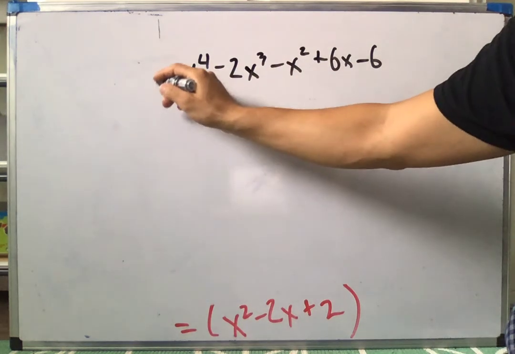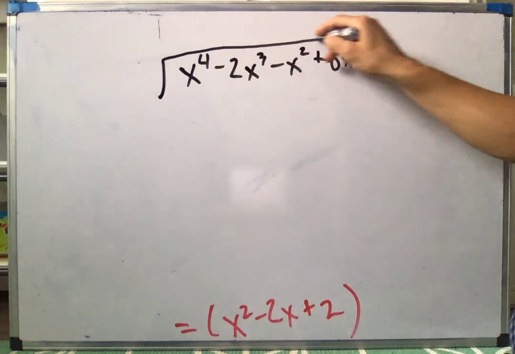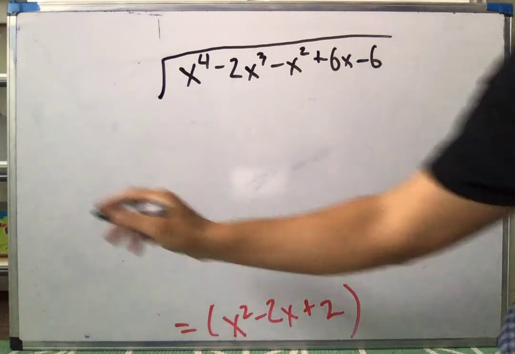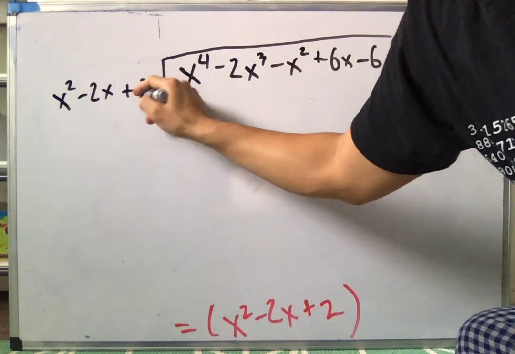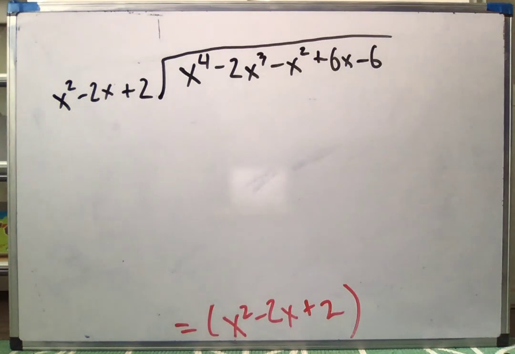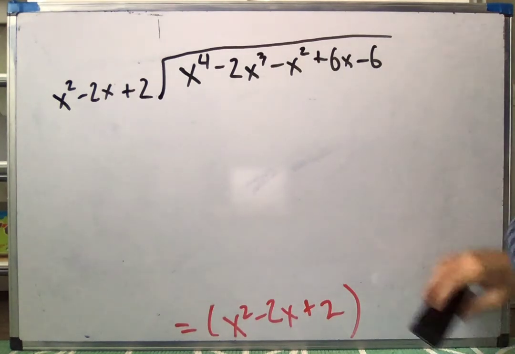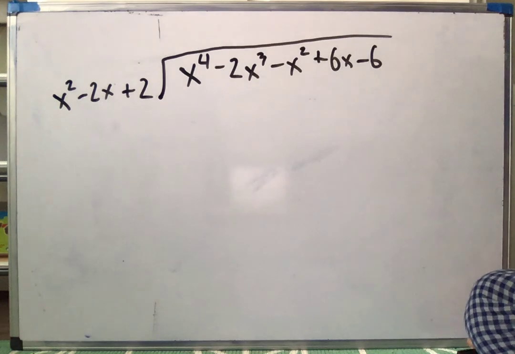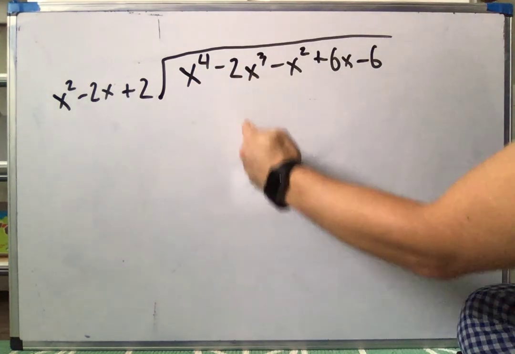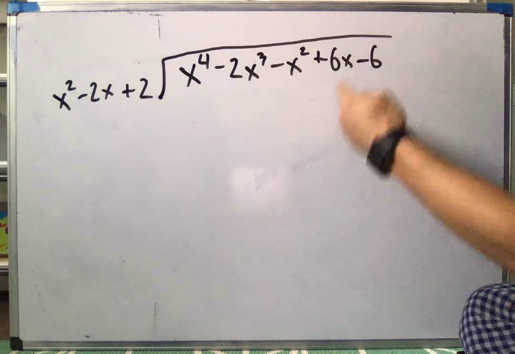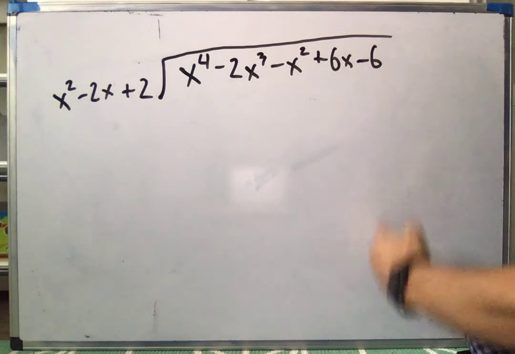We're dividing by x squared minus 2x plus 2. Remember, when we do these long divisions, we want to think of each column as being for its power. So this is a column of x to the fourths, this is a column of x to the thirds, x squareds, regular x's, and then the regular numbers.